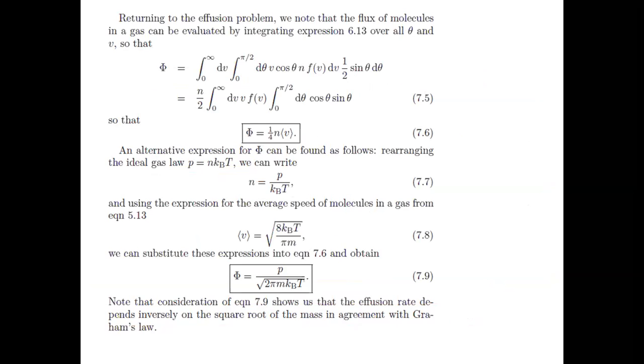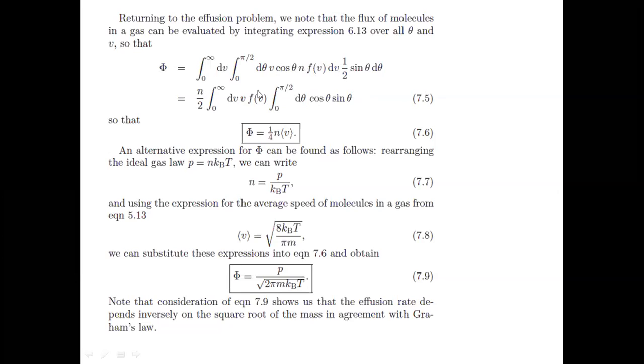If we have to get a result for this flux formula, returning to the effusion problem, we know that the flux of molecules in a gas can be evaluated by integration, expression 6.13 in chapter 6, over all theta and v, so that the flux equals the integral from 0 to infinity dv, times the integral from 0 to pi/2 dθ cos θ n f(v) dv sin θ over 2, dθ. So it equals n over 2 times the integral from 0 to infinity v f(v) dv times the integral from 0 to pi/2 dθ cos θ sin θ.